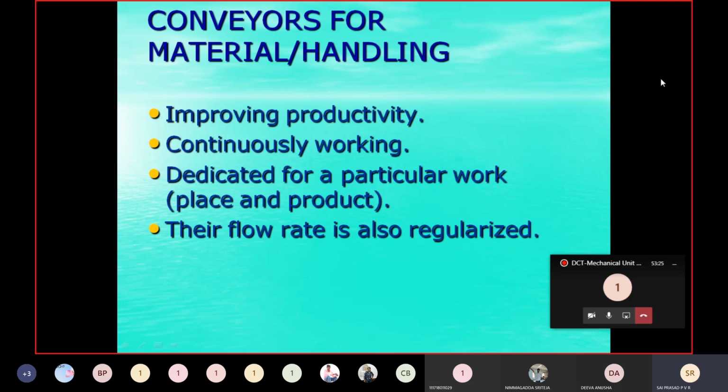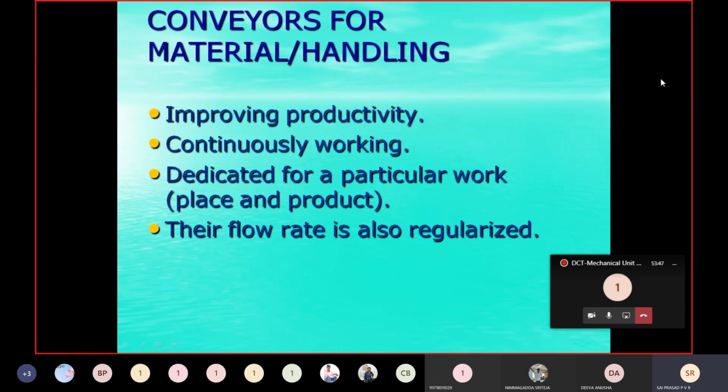Place means, sir, from where we are going to transport it. How many belts, how many lengths of belt conveyors are used? This is important. And similarly, what is the product we are going to use? For example, if you are using cement bags, we use different types of conveyors. If you are using pulp, after the extraction of the sugarcane, the pulp is transferred to a regenerative furnace. So there we are going to use a different type of conveyor.